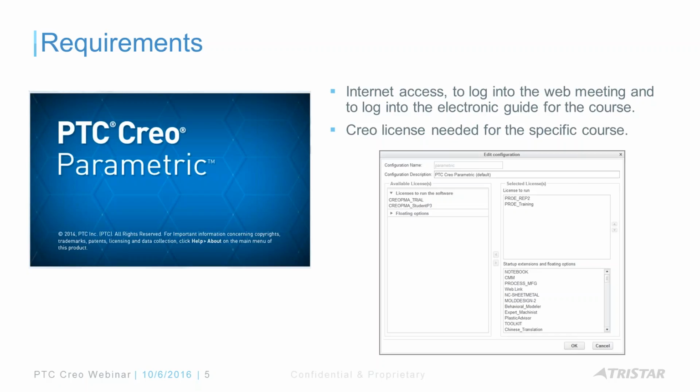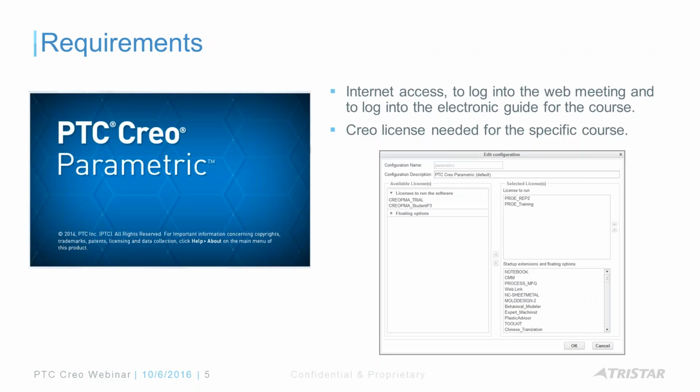Now, what's required from you when taking this training? Well, first of all, you need internet access because you need to log into the GoToMeeting, right? So that requires web access. Also, the training uses an electronic guide, so you need to log into the electronic guide. And the second thing you need is the licenses that are required for the specific course.